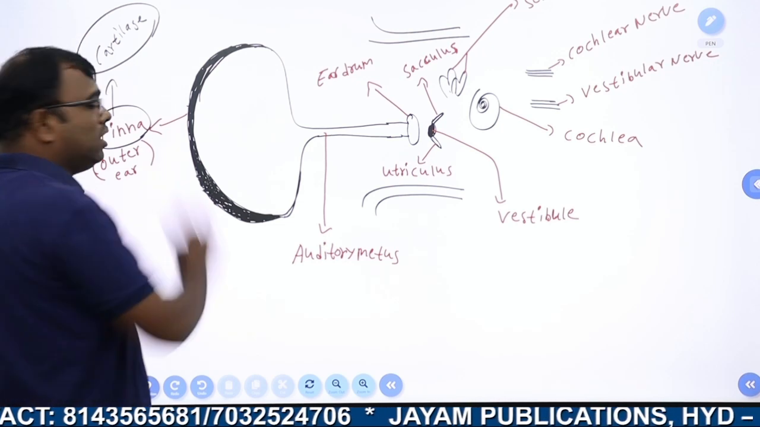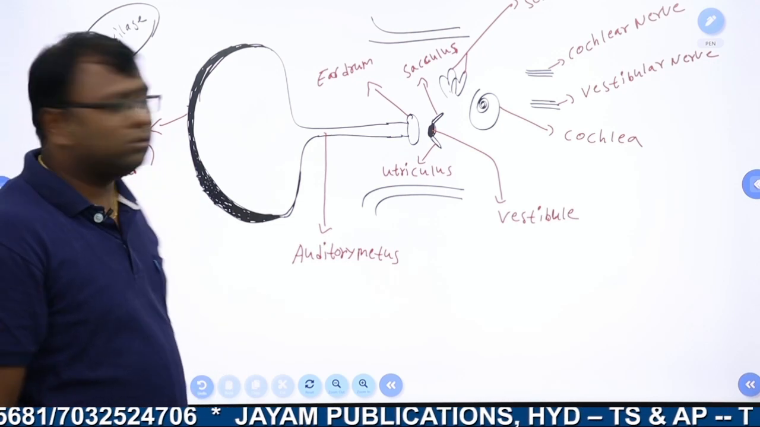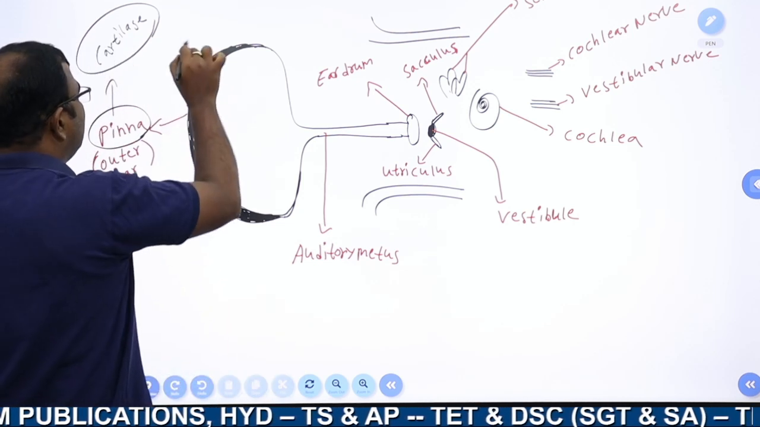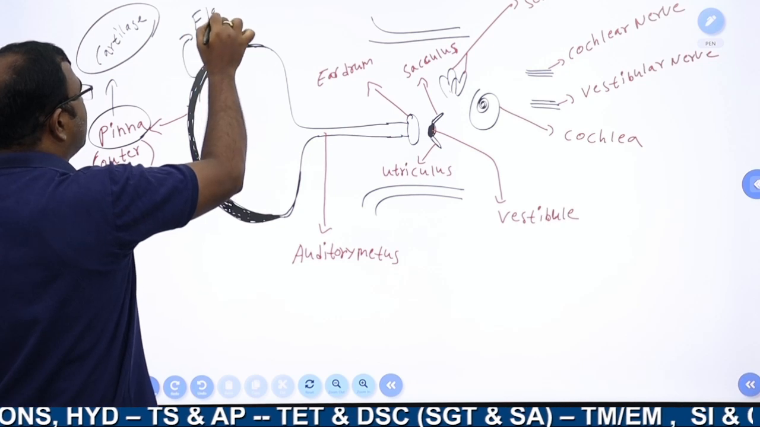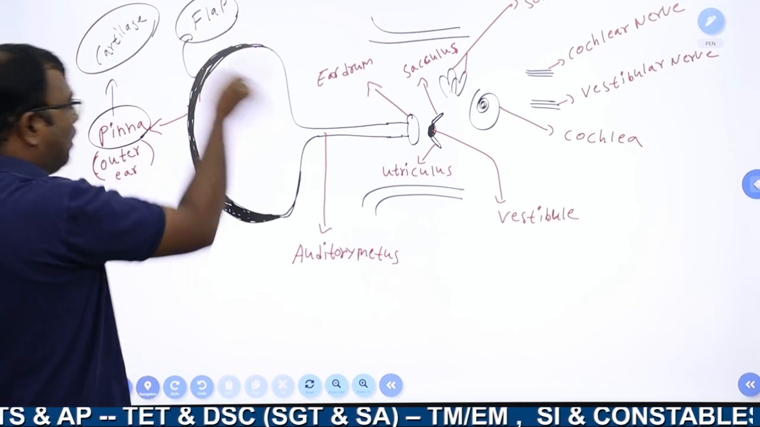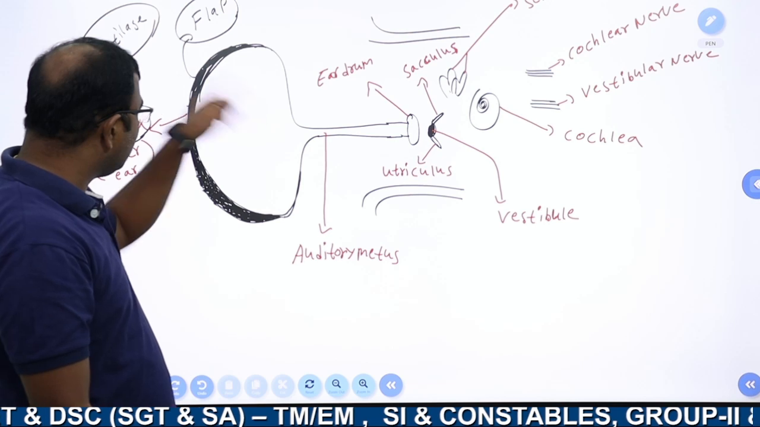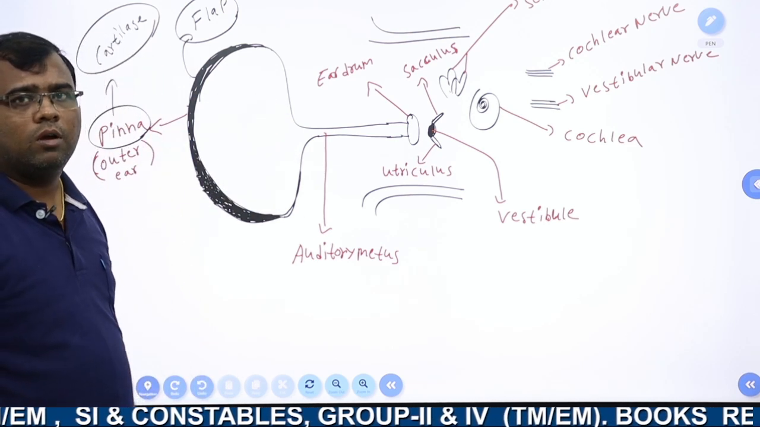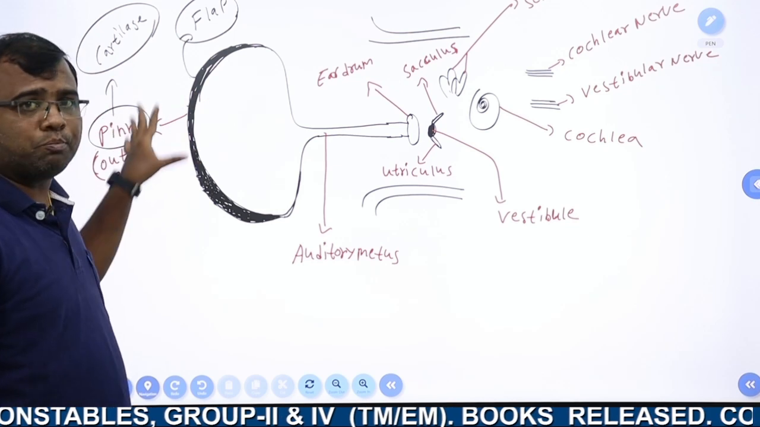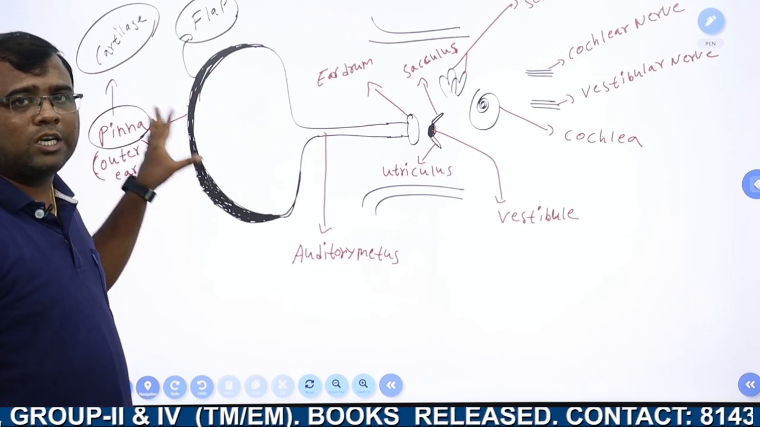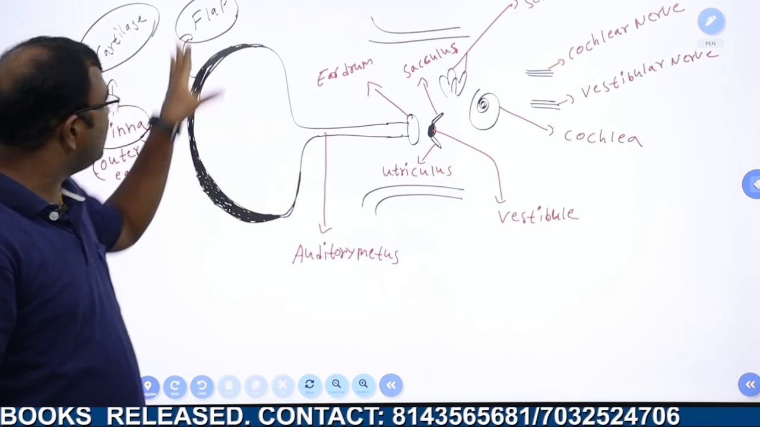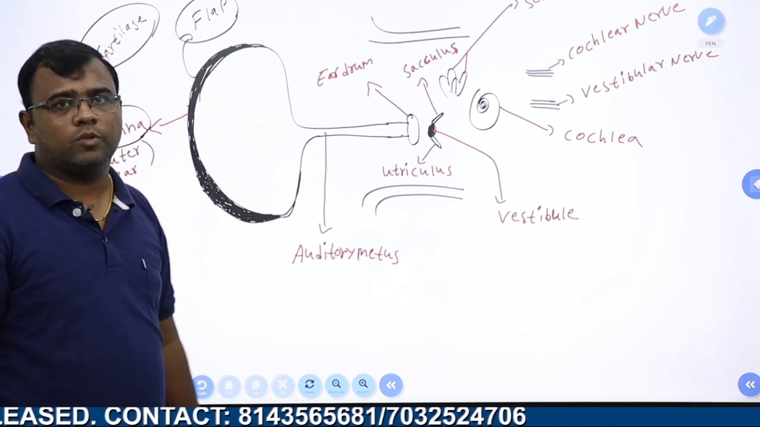The outer ear is a flap-like structure. The outer ear is also called the pinna. The outer ear is made up of cartilage.